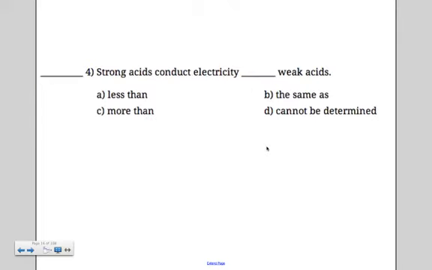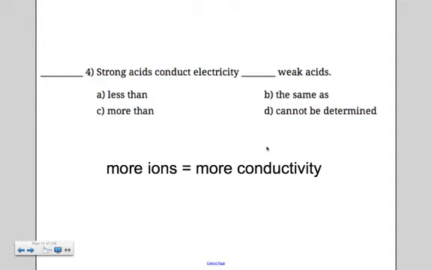Number 4, strong acids conduct electricity blank weak acids: less than, more than, the same as, or cannot be determined. Well, cannot be determined would, first of all, be horrible grammar, but it's also not correct. Acids conduct electricity because of the number of ions in the solution. So it would follow that strong acids, which produce more ions, can conduct more electricity than weak acids. More ions, more conductivity. We're looking at choice C.